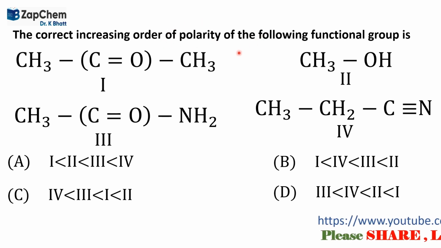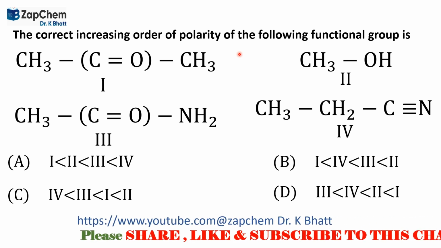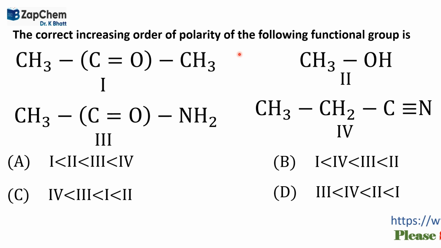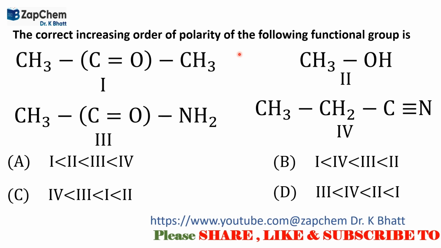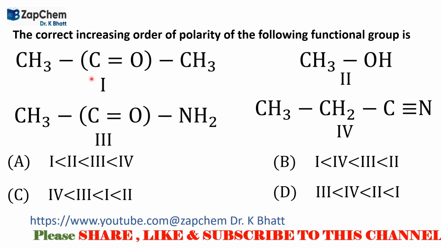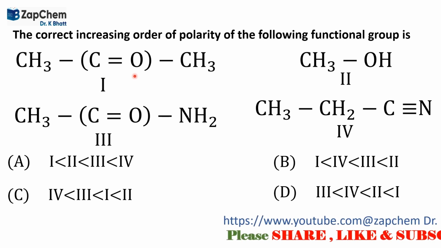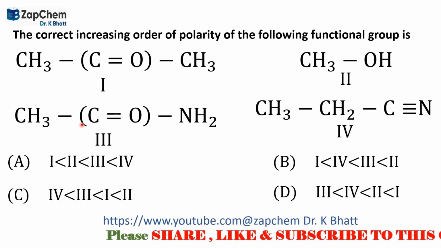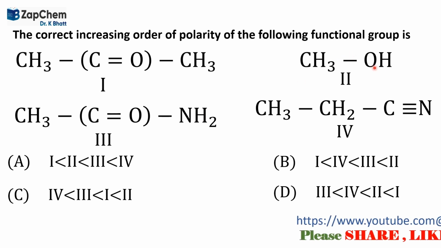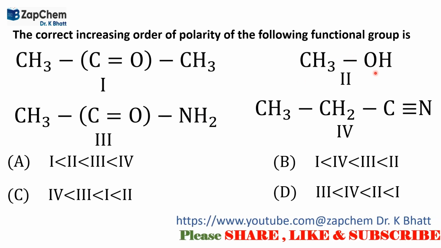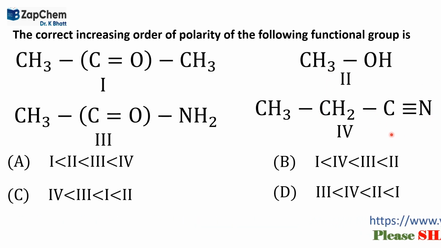Now, the question is how to decide polarity, the polarity of the functional groups. Even though the compounds are given here, we have to mention the increasing order of the polarity of these functional groups. As we know, there is a functional group C=O in acetone, and similarly the same carbonyl group is present in acetamide. There is an alcoholic group OH in methanol, and there is a CN group in nitrile.